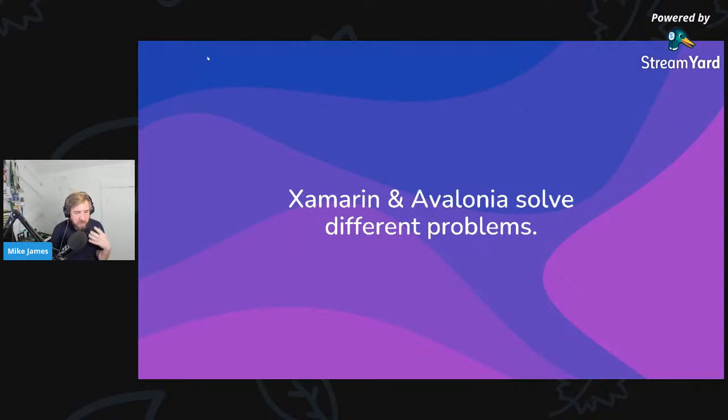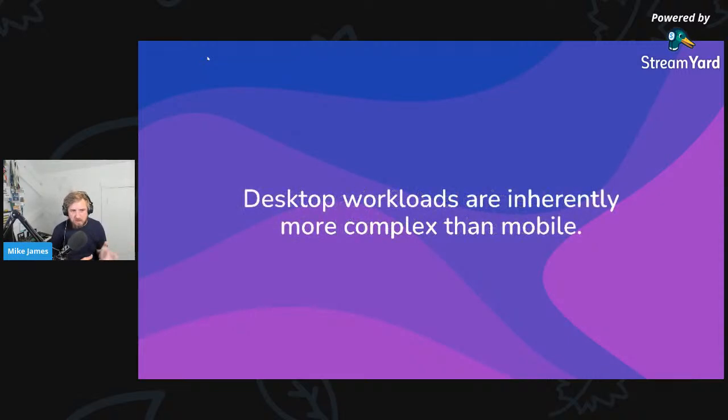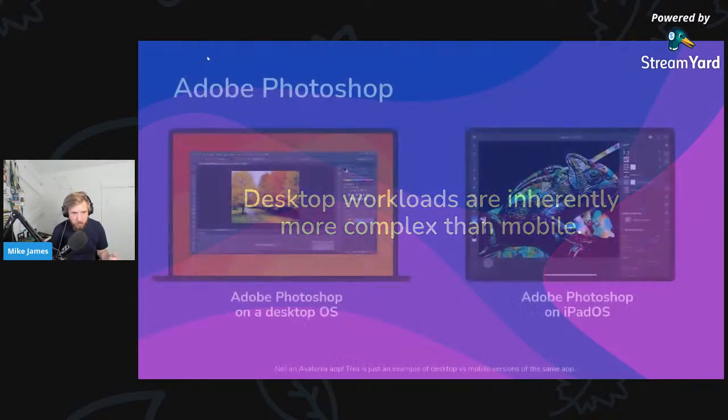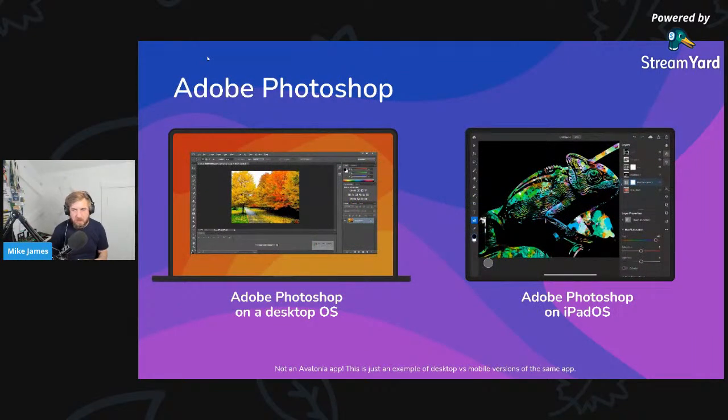So I think the key thing for me is that Xamarin and Avalonia, they solve very different problems. Mobile and desktop are different beasts entirely. And desktop workloads are inherently more complex than mobile. And we can see this in a variety of different applications that support both paradigms. If we take Adobe Photoshop, which, disclaimer, is not a Xamarin app and also not an Avalonia app, but it is an app that runs across desktop and mobile.